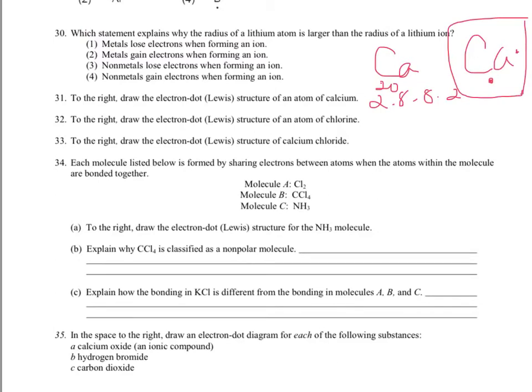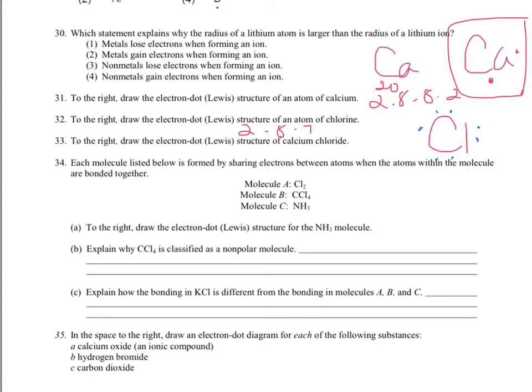Next, it asks to draw a Lewis dot structure of an atom of chlorine. Chlorine has an atomic number of 17. Its electron configuration is 2, 8, 7. So it'll have 7 dots. Chlorine's electron configuration looks like this. Watch my dotting pattern. 1, 2, 3, 4, 5, 6, 7. Notice I go in a circular pattern one at a time.